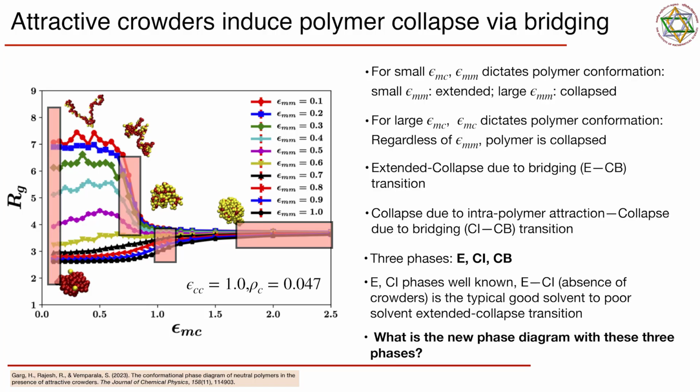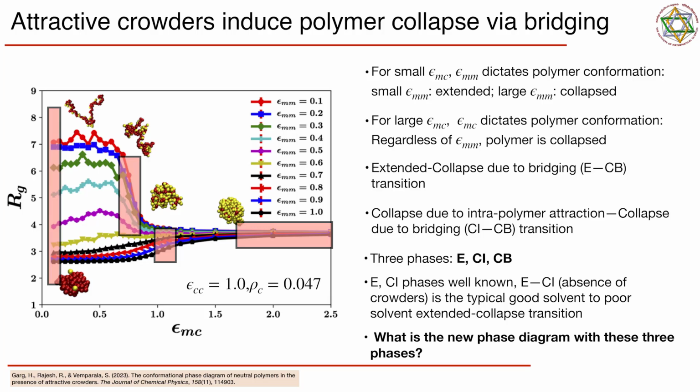Okay, so this is the first of the results. What is it that we are trying to show? Epsilon MC is the attraction between polymer and crowder. When the interaction between crowder and polymer is small, the polymer is in an extended state if epsilon mm, the polymer-polymer interaction, is weak, the red one. This is the normal thing, right? If epsilon mm is 1, it is already in a collapsed state. So when epsilon MC, the crowder interaction, is very small, it is behaving like a good solvent, bad solvent. No surprises here.